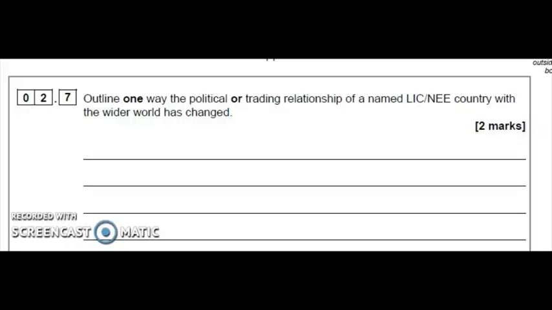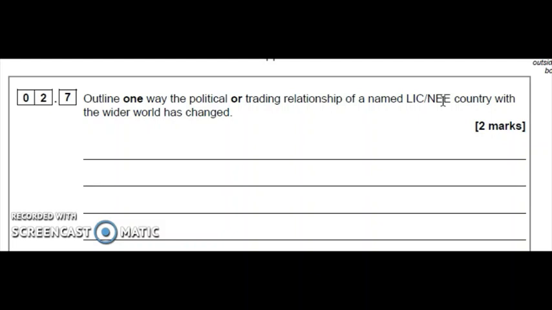2.7, outline one way the political or trading relationship of a named LIC or NEE country with the wider world has changed. So our named country is Nigeria. So from 1650 up until the mid-20th century, Nigeria was a part of the British Empire. So they sold a lot of goods to Britain, for example, palm oil, and bought in and imported machinery from Britain. Ever since 1960, when they've got their independence, they now trade with lots of other countries, for instance, China.